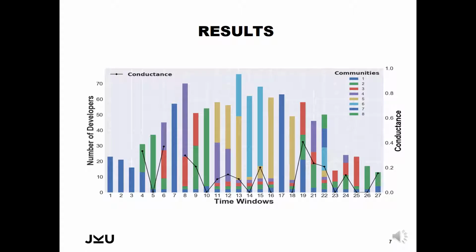Here we discuss the results. We slice the project lifetime into time windows of 4 months. Here we have the count, size, and average conductance, which is a community quality metric, of communities found for each time window of one of our studied projects. If you observe here, the number of communities ranges between 1 and 8. So our results show that the observed developer interaction network exhibits a clear community structure.